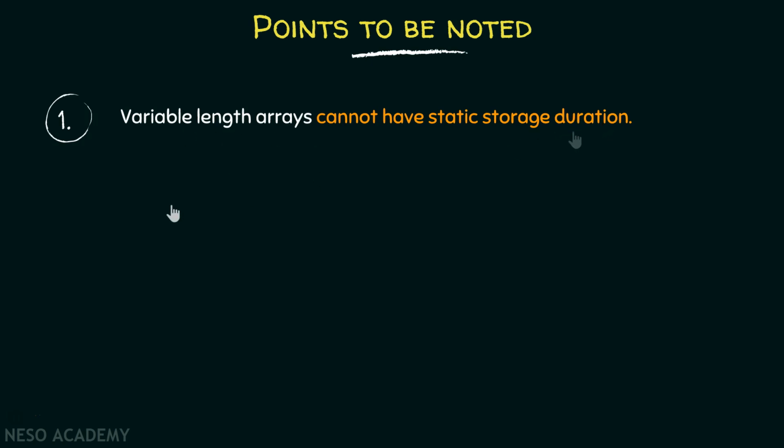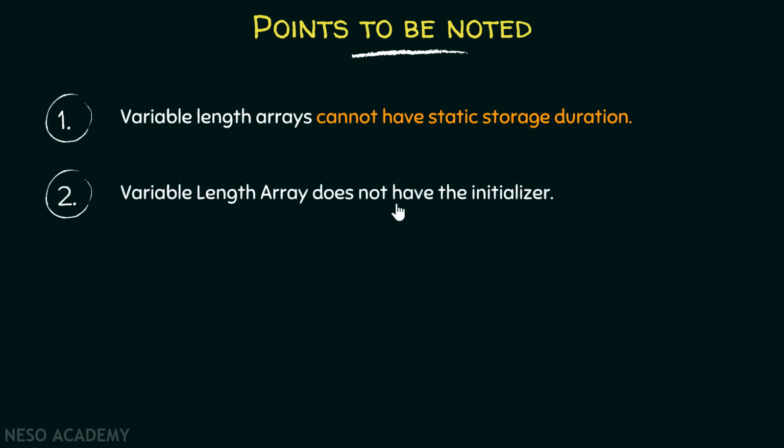Okay. Also, a variable length array does not have an initializer. We cannot initialize variable length arrays at the time of compilation. Again, with the same reason. Variable length arrays are dynamic in nature.